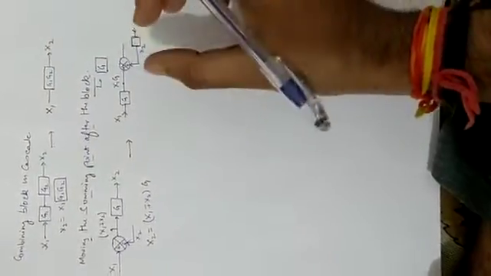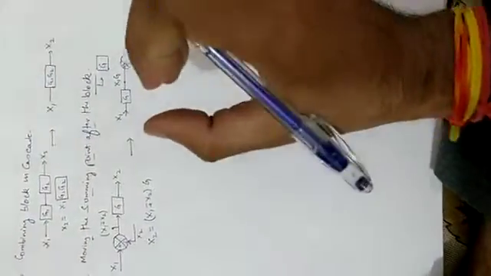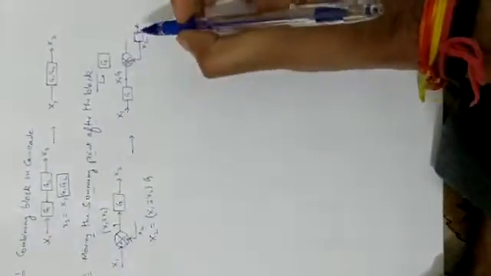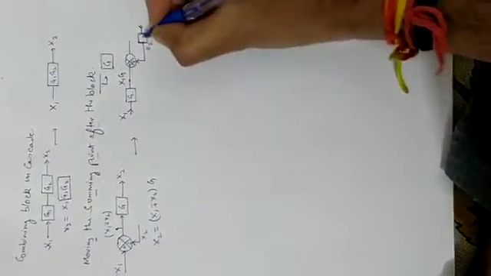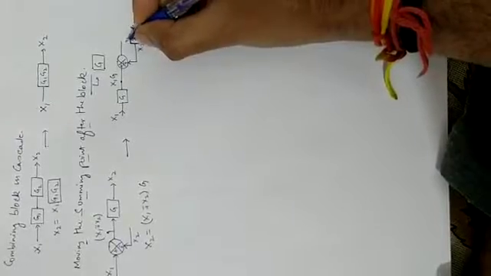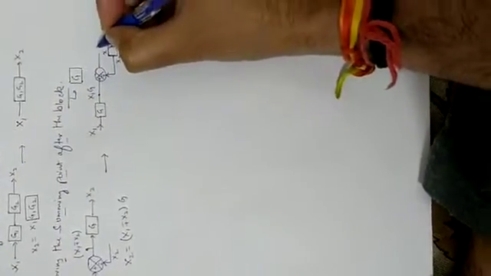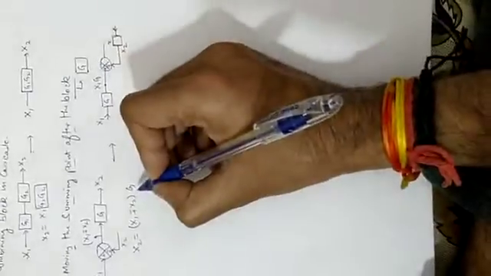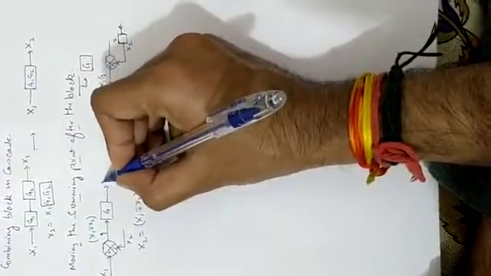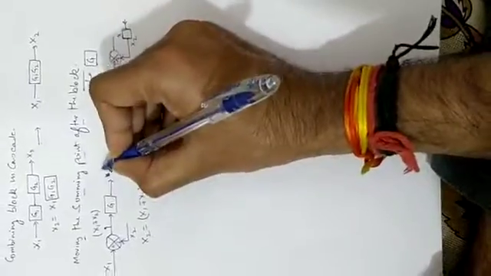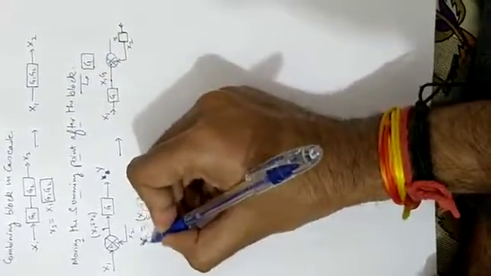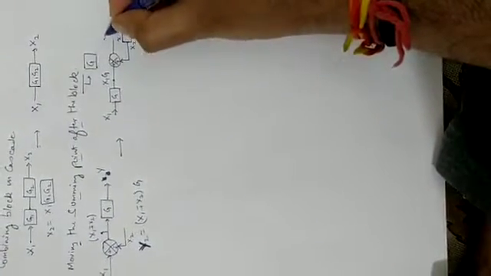Always remember that whenever we are moving any point after a block or before a block, we are modifying the signal. So suppose this input signal has the value x. Sorry, I made a mistake. Let's suppose this is y.